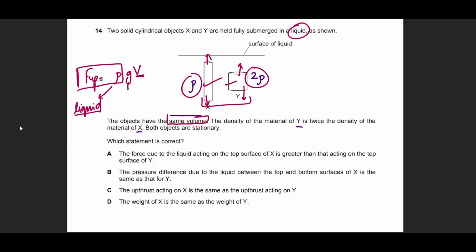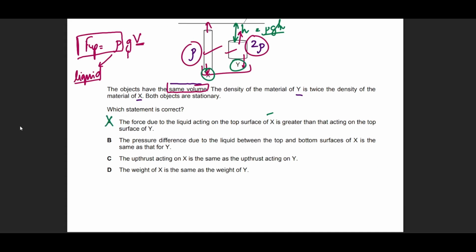A: force due to the liquid acting on the top surface of X is greater than the force acting on the top surface of Y. To tell you the truth, this is inherently a wrong statement because the force on Y is actually greater because it is at a higher depth. So if you apply rho gh for the liquid pressure, Y is experiencing greater force. So A is inherently incorrect. Part B, pressure difference due to liquid at the top and bottom surface of X is the same as for Y. No, that's not the case.